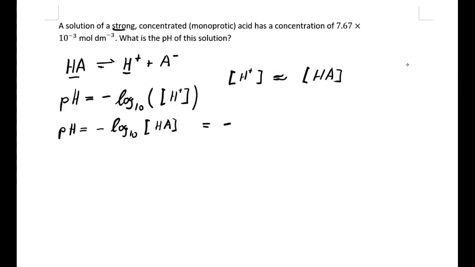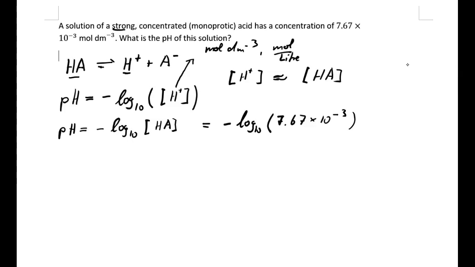So the pH is negative log to the base of 10 of the acid concentration, that is 7.67 times 10 to the minus 3. We cannot write any units in the log, but we know that the definition for the pH is that this proton concentration has to be given as mole decimeter to the minus 3, or you can write it as mole per liter, or very often you also find it abbreviated with a capital M.